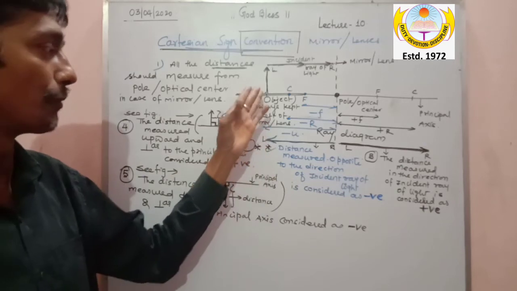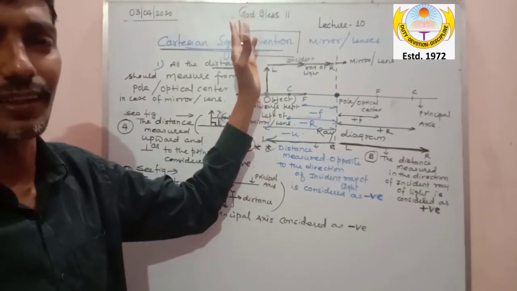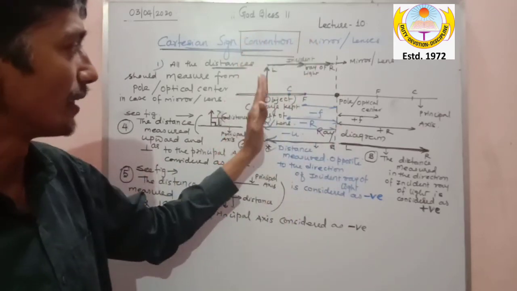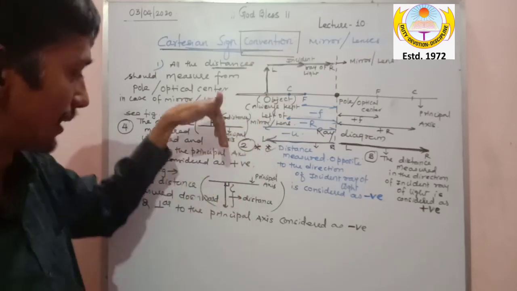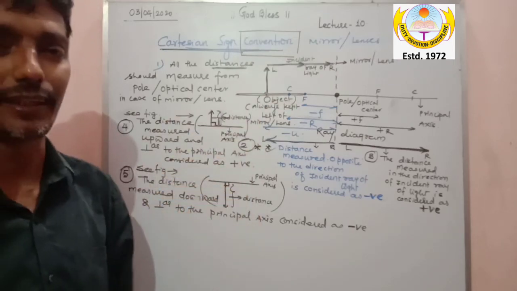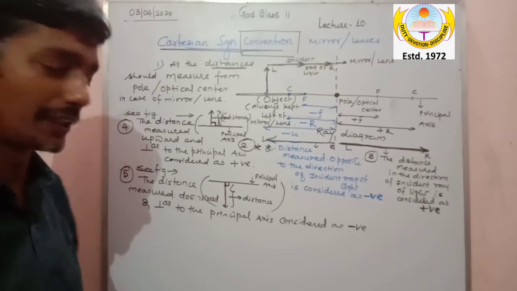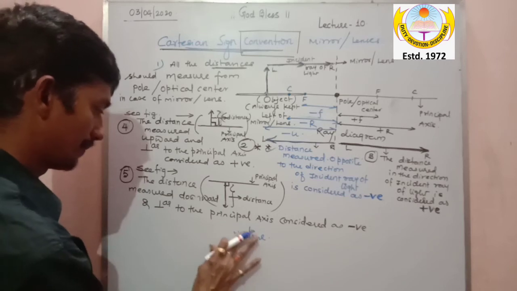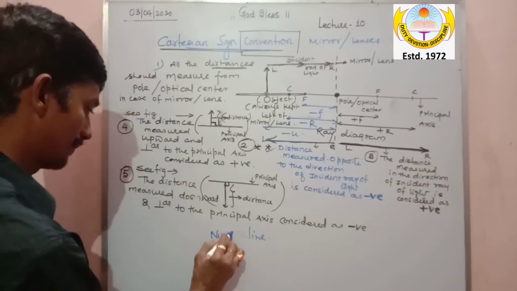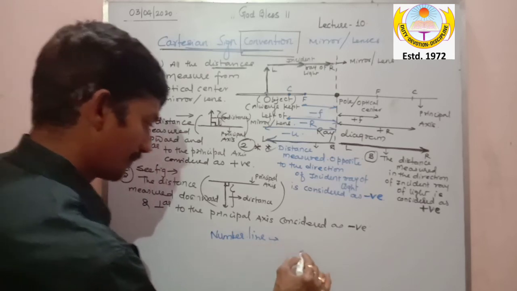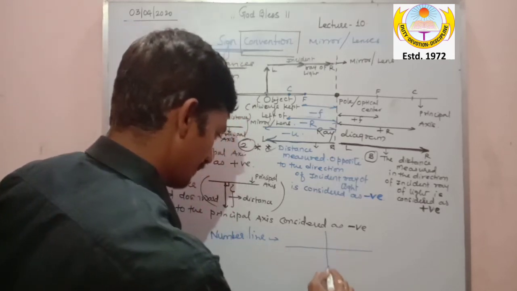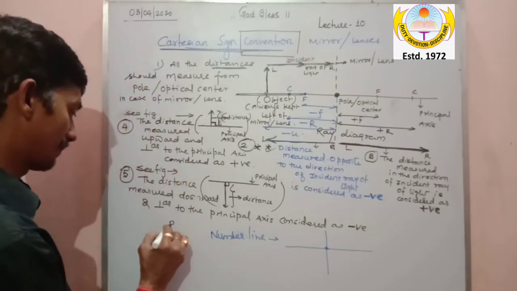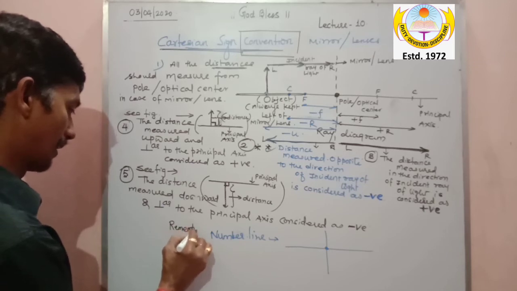And the third, fourth and fifth rules: if the distance is upward, like your number line, this is like your number line. So this going up is positive. If it is going down, perpendicular to the principal axis, it is negative. So ultimately it is a number line. What is happening on the number line? Remember this at least. Remember the number line.